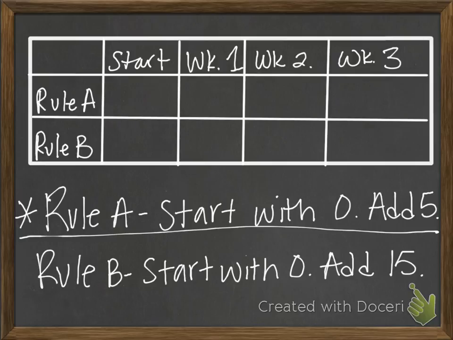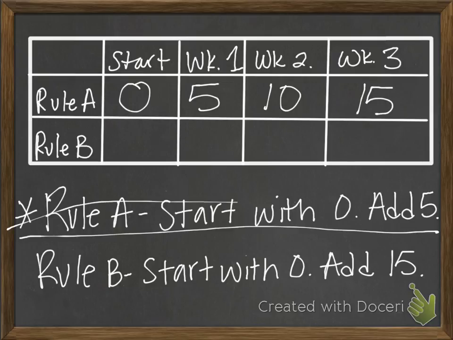So rule A, it tells me start with 0. I go to my start and I start with 0. Then it says add 5. So I add 5, and I will get $5 week 1. If I add another 5, by week 2 I'll have 10, and if I add another 5, by week 3 I'll have 15. Okay, done with that.